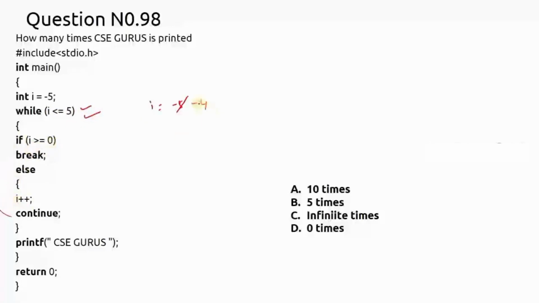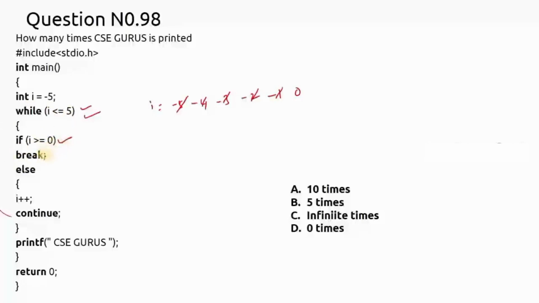Again coming to else, -4 will become -3. Again continue. Next it will become -2, next -1, next it will become 0. After coming to 0, is 0 less than or equal to 5? Yes. Then is 0 greater than or equal to 0? Yes, this is also true.